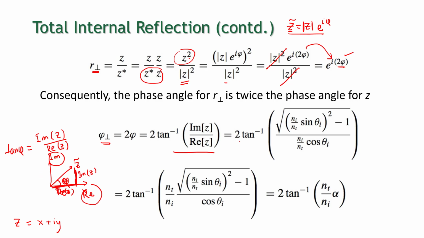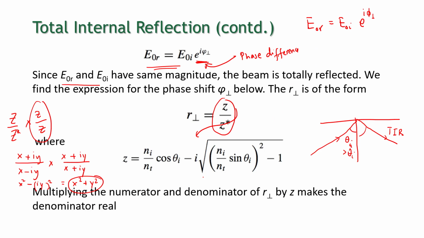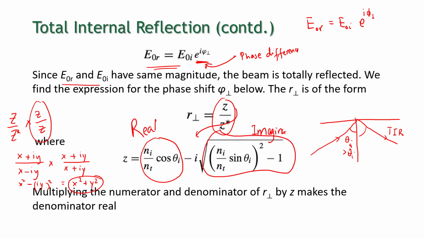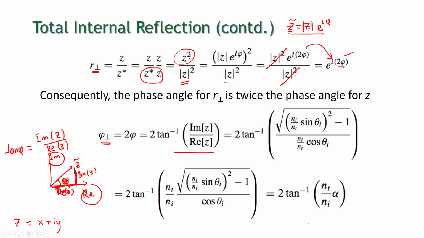So 2 times tan inverse, and then if you go back to our expression here, this thing is the real part, and this thing is the imaginary part. So to find phi, we need to take the ratio of the imaginary part over the real part. When we do that, we get this expression. This is the imaginary part, and that's the real part.